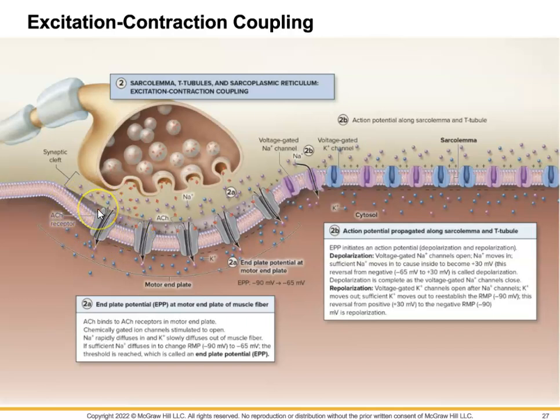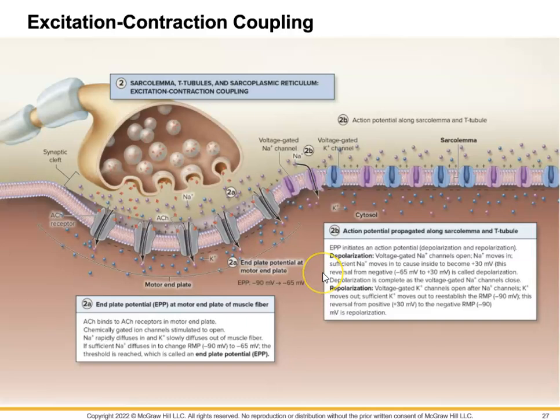When it binds to the receptors, the sodium gates open and sodium rushes into the cell. Sodium is positively charged, so it negates the negative charges right here at the cell membrane inside the cell. So when enough sodium diffuses in to change the resting membrane potential from -90 to -65, that results in an end plate potential.